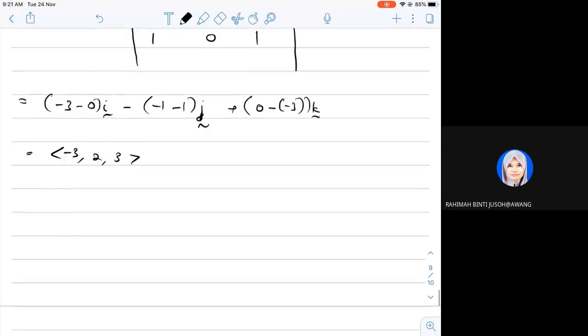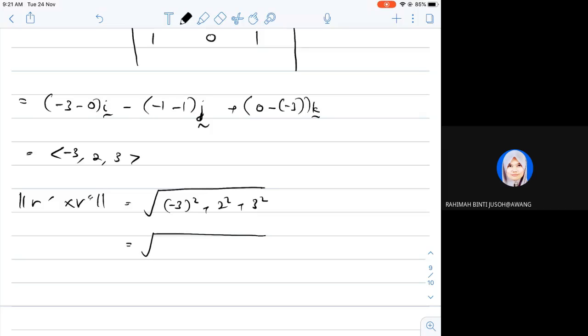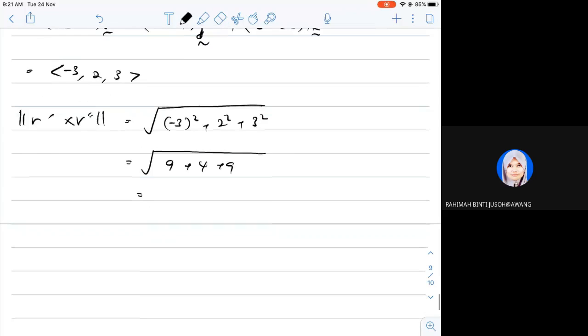All right. After that, we need to find the magnitude of r prime cross r double prime. Okay. So we will have equals to square root of -3 squared plus 2 squared plus 3 squared. Okay, so we will have 9 plus 4 plus 9. So 22.